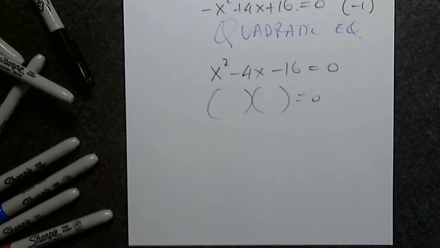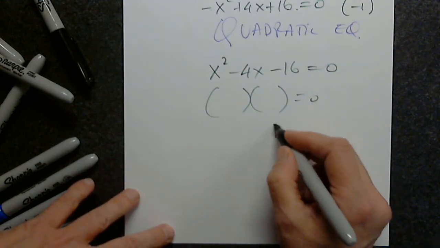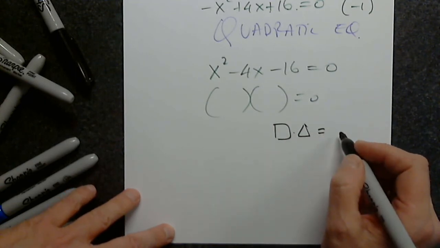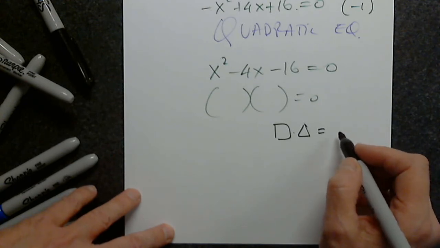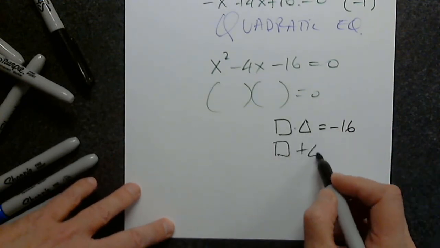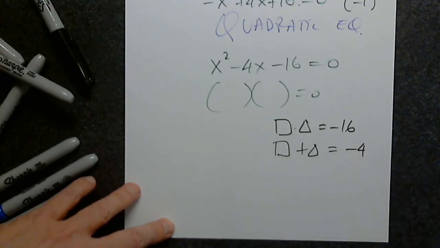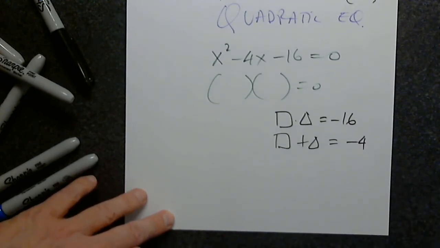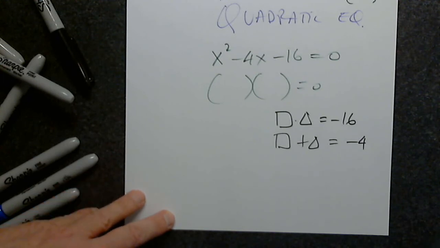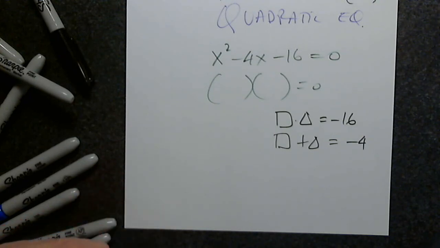The product is excellent, and the sum is excellent. If it's not factorable, then we have to solve it using the quadratic equation. So 16 will be only 1 times 16, 8 times 2. I thought 16 was supposed to be positive.